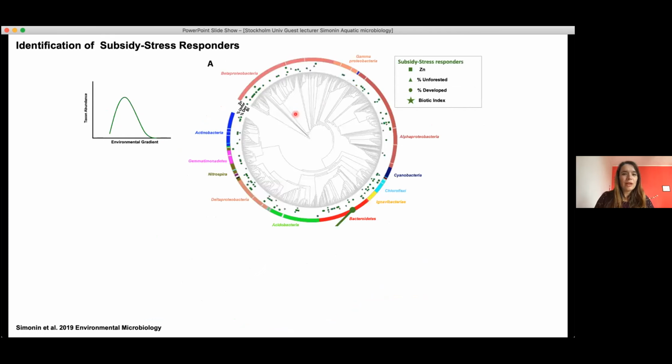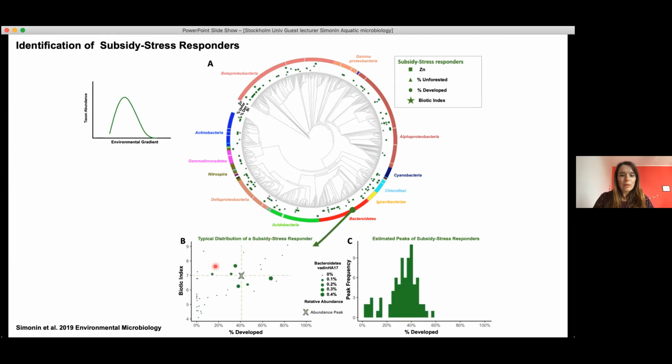And we also looked at the subsidy-stress responders, so those that have a peak along this gradient. You see again that they are really distributed everywhere on the tree. So the subsidy-stress response is a very common one among bacteria. They can be a little bit tolerant to urbanization, but often too much urbanization is not good for their survival. And just to show you an example of the typical distribution of a subsidy responder, if we look at this one here, you see they are basically absent or very rare at low development and also at very high development, but they peak in the middle of the gradient.